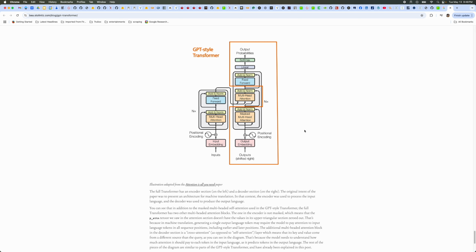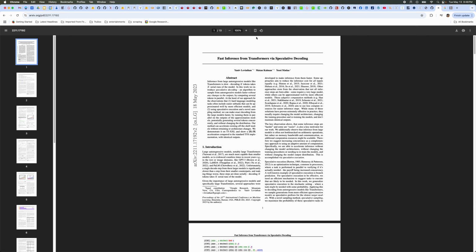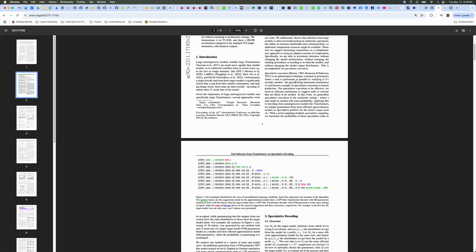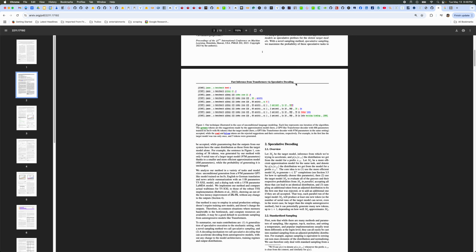Now, researchers in the last 2 years have come up with a bunch of ideas to speed up this decoding. One of these smart ideas was proposed almost 2 years ago by some researchers at Google, and they call this technique speculative decoding. It's a sampling technique. It's not that complicated, and it's to some extent intuitive. What you do is this.